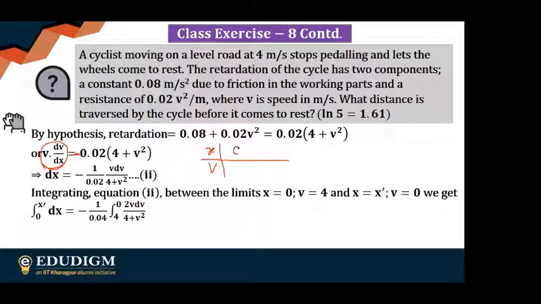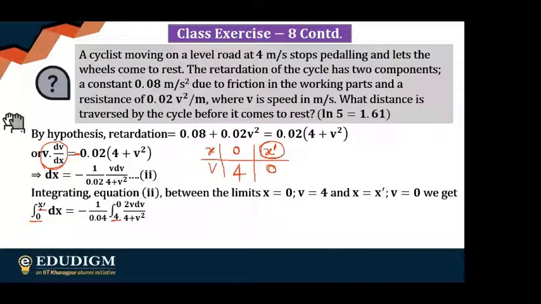Initially at x equals 0, which was the initial portion where it started, it actually stopped pedaling. So this was 4. Okay, and finally when v is 0, it comes to rest. You have to find out the distance that it has traversed. So understand that in the limits, this is the variable. This part is very important, that you understand the limits properly. Look at the limits here. The lower limit is 0. The corresponding v is 4. The upper limit is x dash.